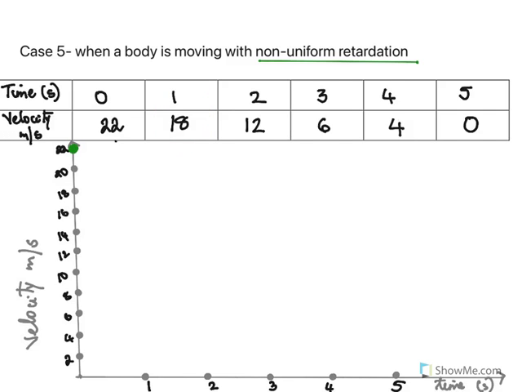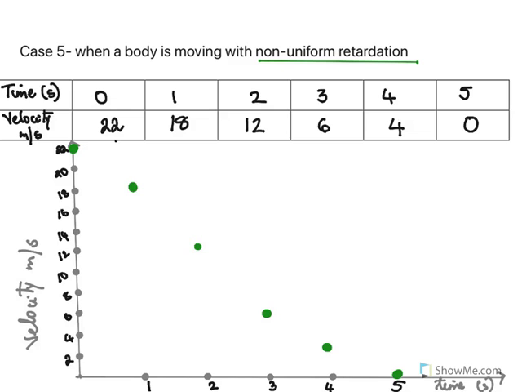Next, time 1, velocity 18. So time 1, velocity 18. Next, time 2, velocity 12. So time 2, velocity 12, and that would be somewhere here. Next, time 3, velocity 6. Time 3, velocity 6. Next, time 4, velocity 4, and that would be somewhere out here. 5, it should be here.